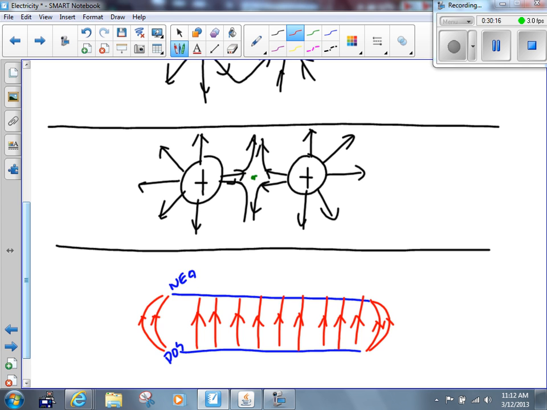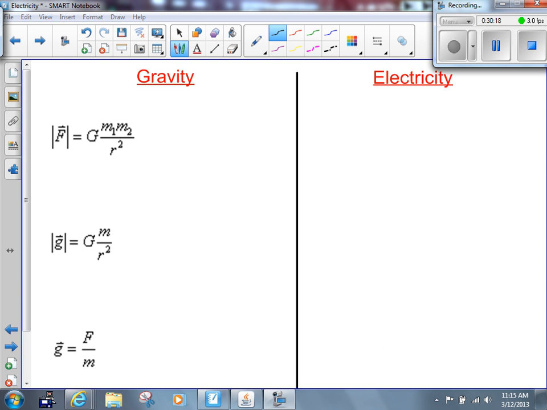All right, let's take a look at a couple equations here, 3 of them from gravity. Again, we're drawing the connection between gravity and electricity. There are 3 forces that you should recognize from last year in Physics 20. The first one is the force of gravity equation between 2 masses. F is equal to Gm1m2 over r squared.